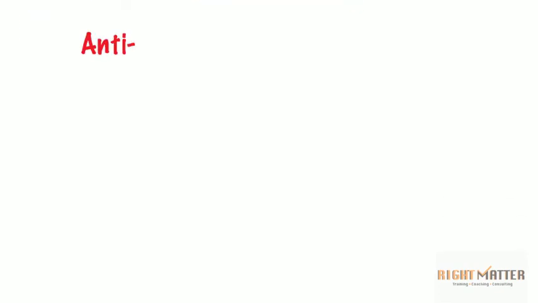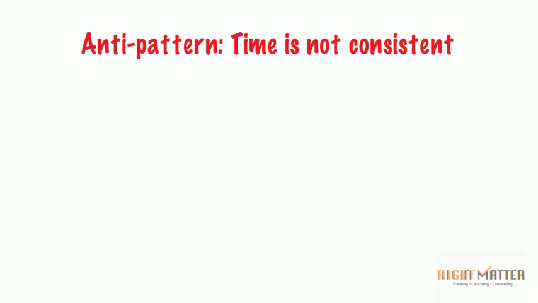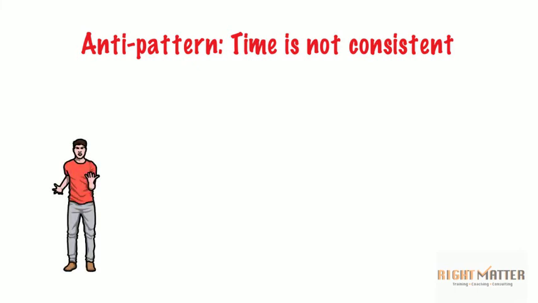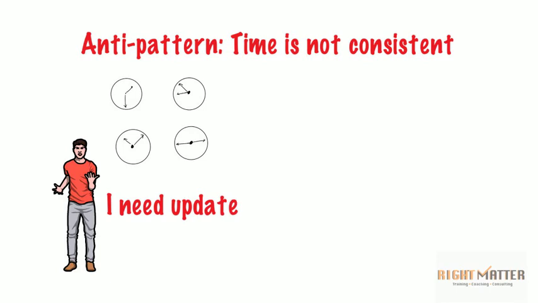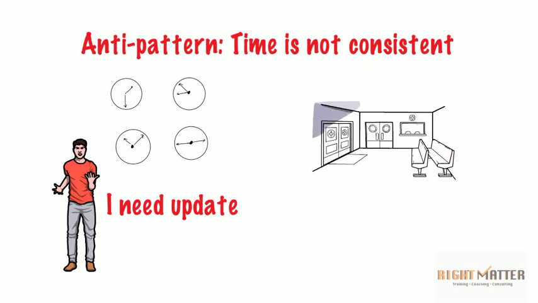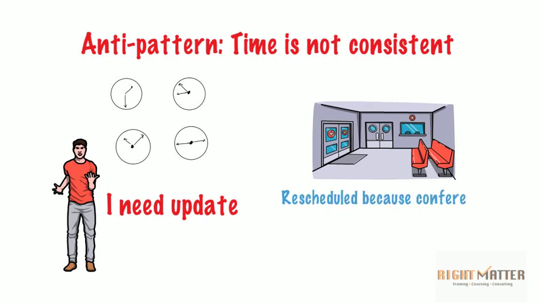Next anti-pattern on my list is not keeping the time of the daily Scrum consistent. Scrum Masters who often lead this event keep changing the time as per their availability because they believe that they need to be there to run the show and get updates from the developers. In the pre-pandemic days, sometimes the event was simply rescheduled because there was no conference room available.